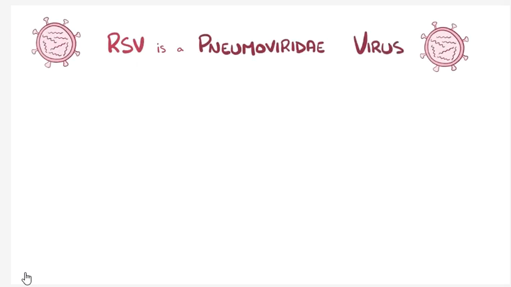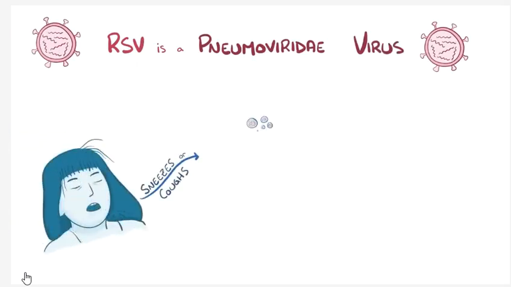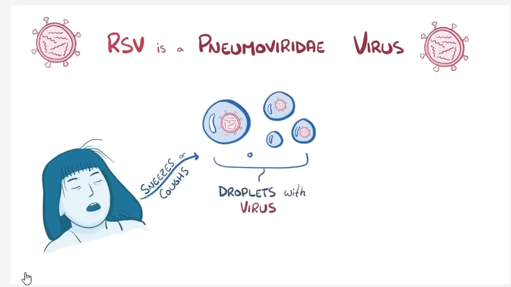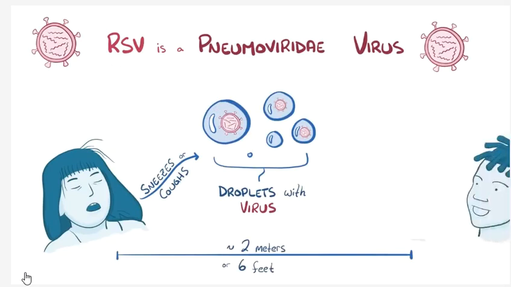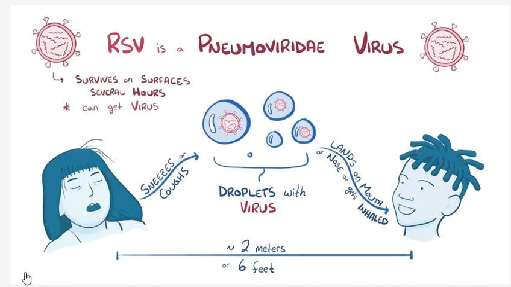Respiratory syncytial virus is part of the Pneumoviridae family, and it's transmitted when an infected person sneezes or coughs and spreads thousands of droplets containing the virus into the surrounding area, up to about 2 meters or 6 feet away. These droplets can then land in the mouths or noses of people nearby, or get inhaled into the lungs. The virus can also survive on surfaces for a few hours, so it's possible to get the virus by touching a surface like a contaminated doorknob and then touching your own eyes, nose, or mouth.